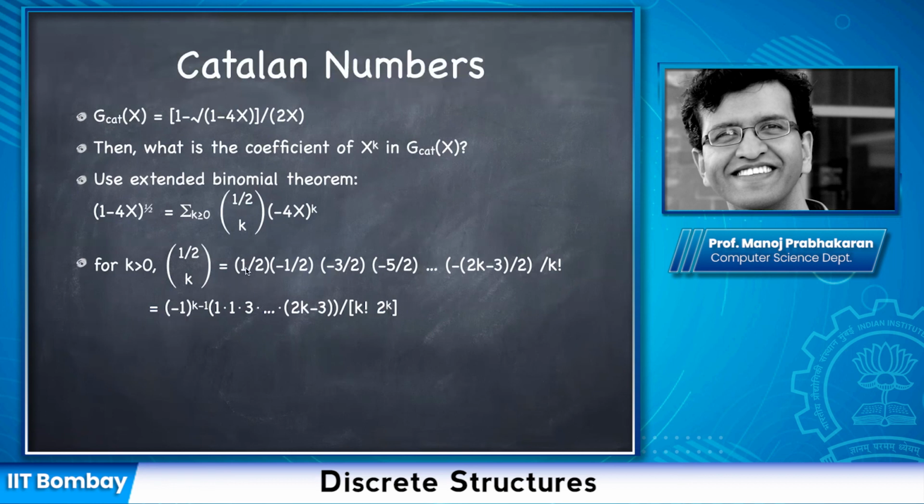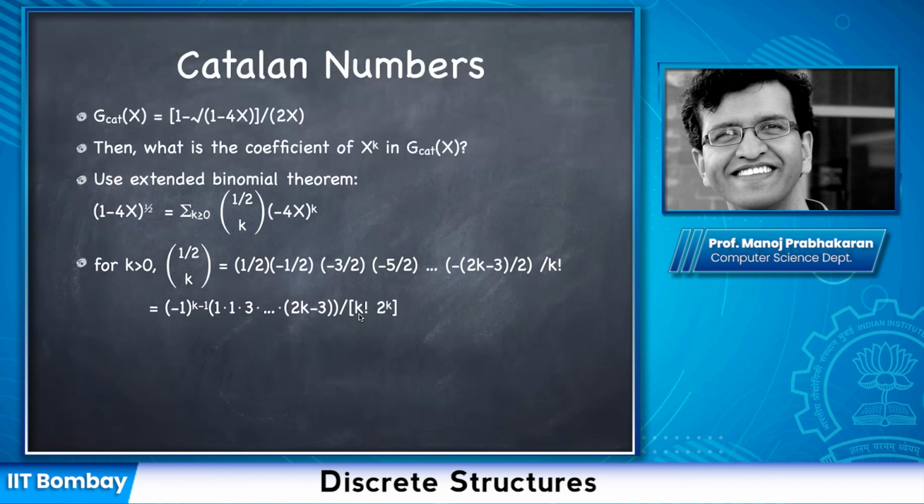The numerators are 1, then 1, 3, 5, and so forth. So there are k minus 1 of these odd numbers. So the last one is 2 times k minus 1 minus 1. So that is 2 times 2k minus 3. And then there are k of these divided by 2. So I have a 2 to the power k in the denominator in addition to the k factorial that is already there. So what is this quantity?